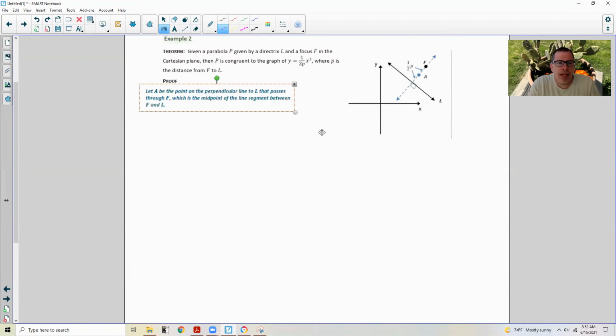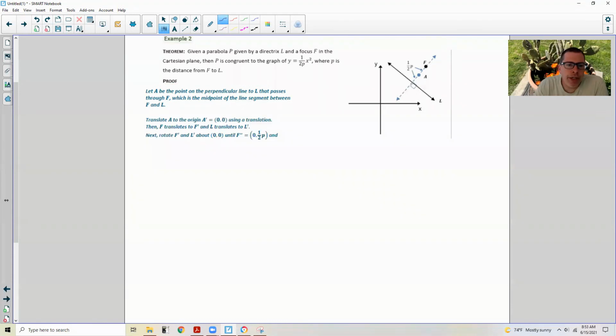First, we start off by saying, let A be the point on the perpendicular line to L. So A is on this perpendicular line to L that passes through F, the vertex. I'm sorry, not the vertex, the focus, which is the midpoint of the line segment between F and L. So that's the midpoint there. Okay, so there's step 1.